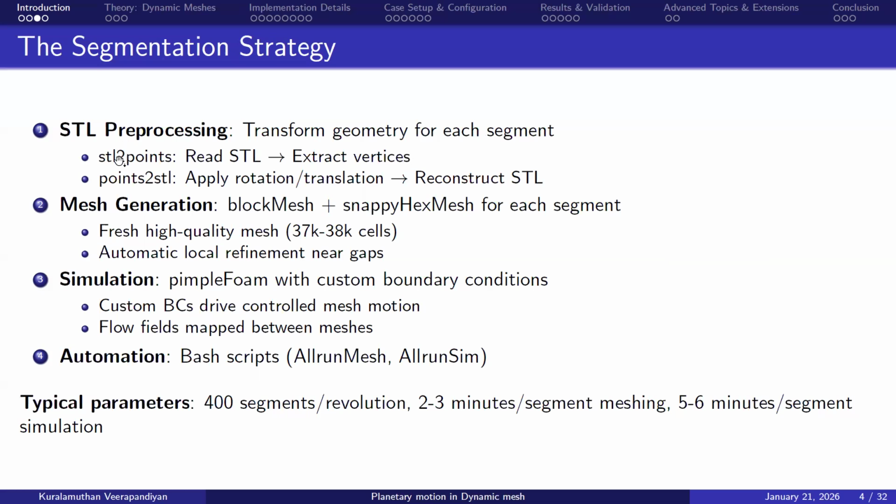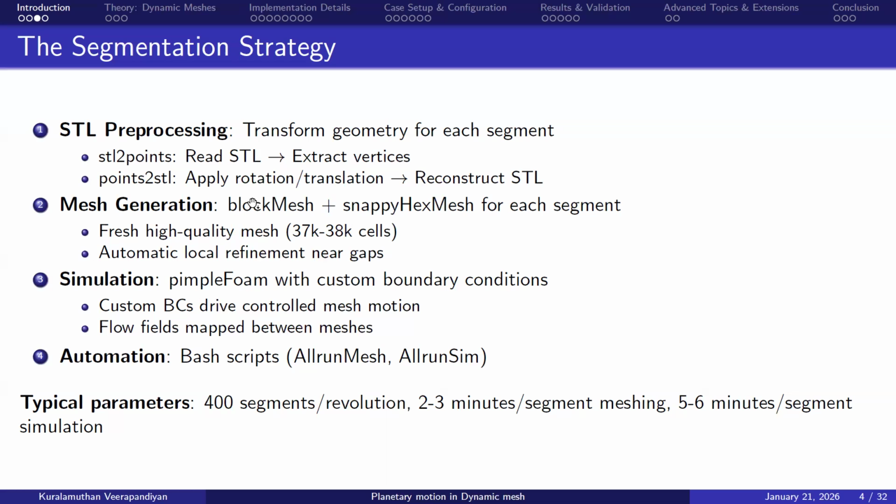STL pre-processing consists of two utilities: STL to points and points to STL. These operate on the STL files we supply to snappyHexMesh. The STL to points utility will convert the trisurface STL files into vertices and store them in a text file. And the points to STL utility will apply the transformations that we want, in this case the planetary motion and the rotational motion of the blades, and then reconstruct the text files into STLs.